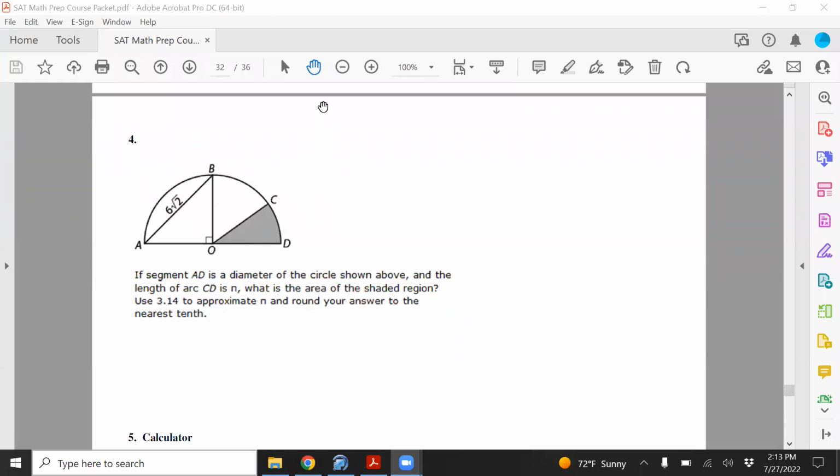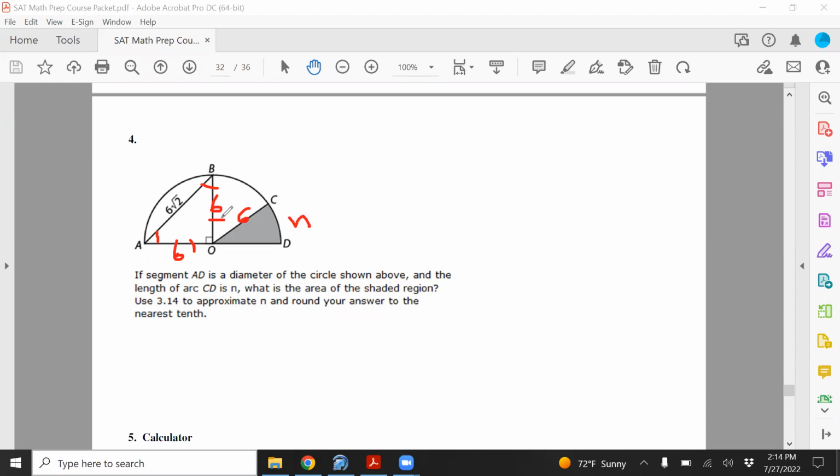4. If 780 is the diameter of the circle shown above and the length of the arc CD is N, what is the area of the shaded region? Okay, so that's going to be 6 and 6, because these are the same. They're both radii. These are both 45 degrees. So it follows a 45, 45, 90 ratio. So therefore, that's also 6.